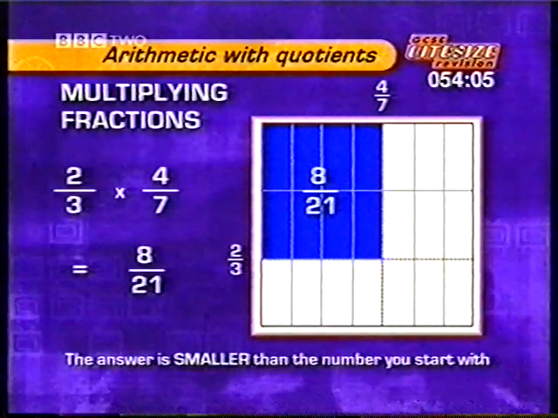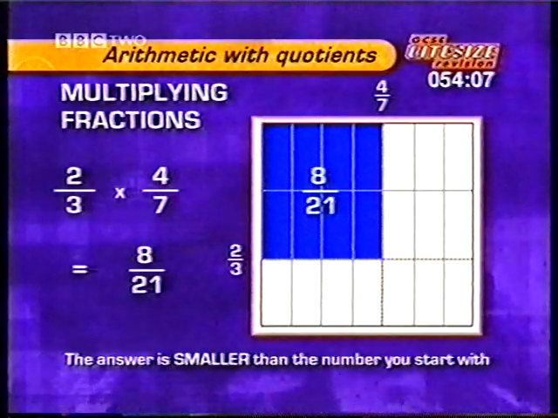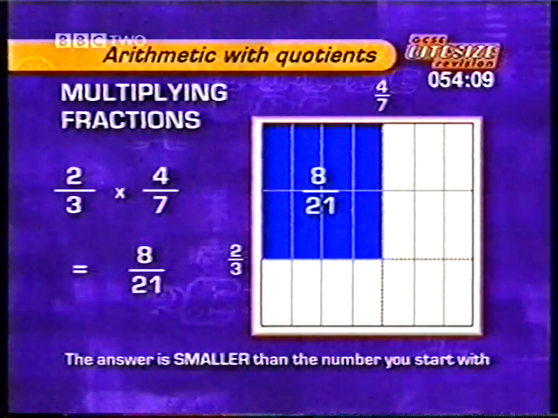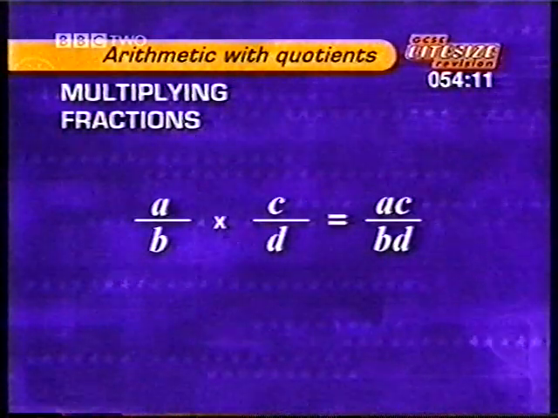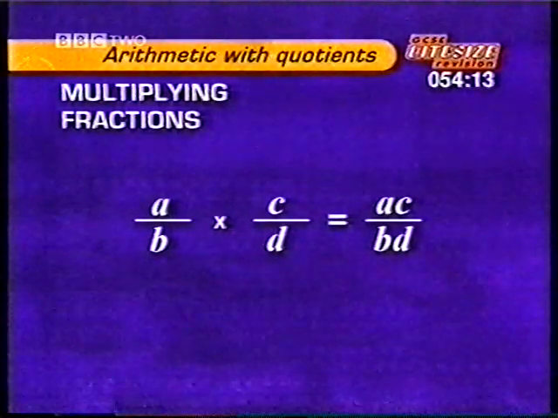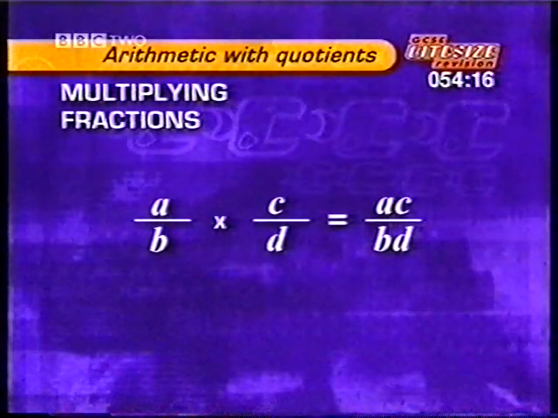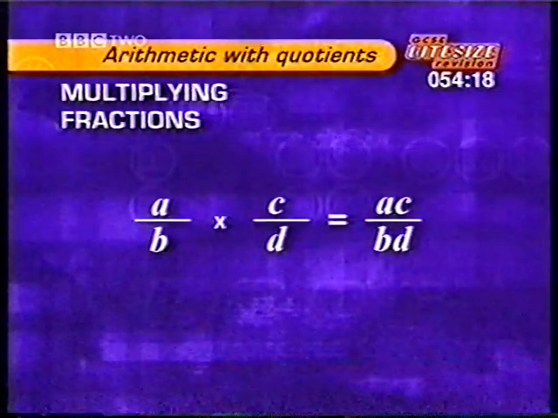Notice that when you multiply a fraction by a fraction, the answer is smaller than what you started with. So in general, the multiplication of two fractions, a over b times c over d, is a times c over b times d.